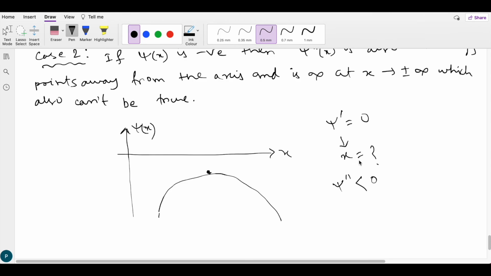So we can say that this point is the maximum point, and the value of the wave function at all other points, this whole area, is less than this point. So it will never come back to the axis. It will never come back. So it will reach infinity when x is plus minus infinity. That's why we cannot normalize this kind of function. So E has to be at least greater than V minimum.